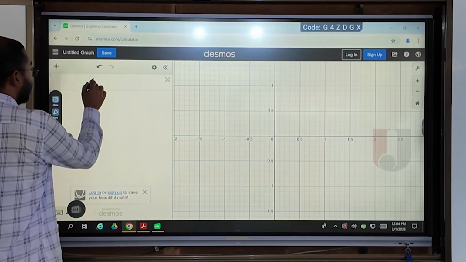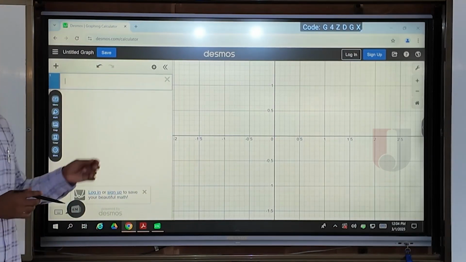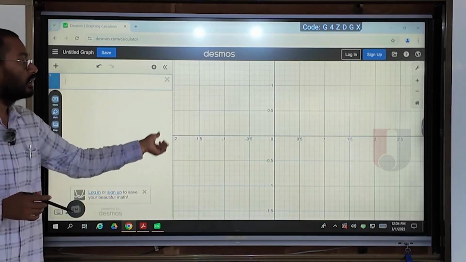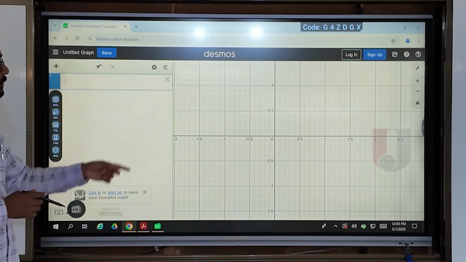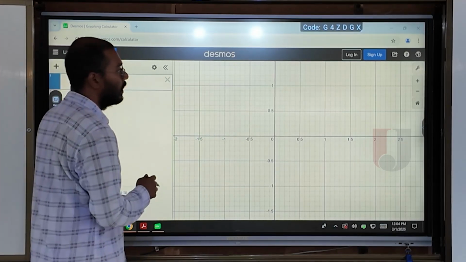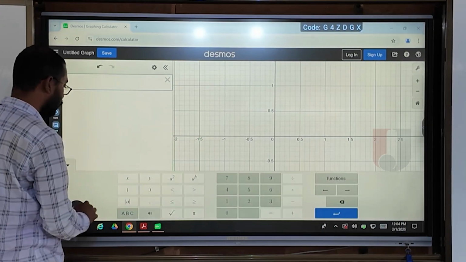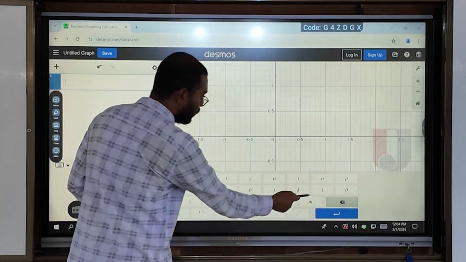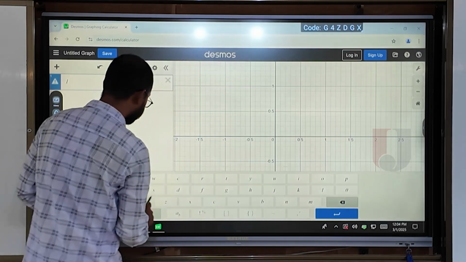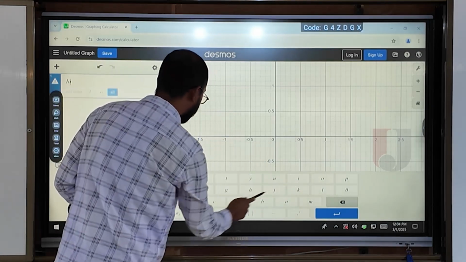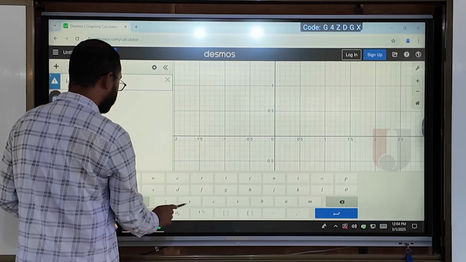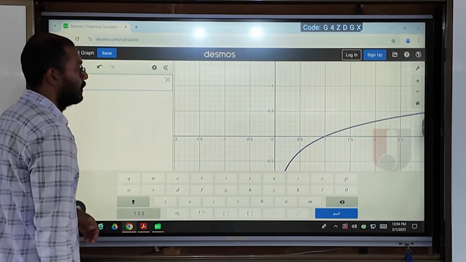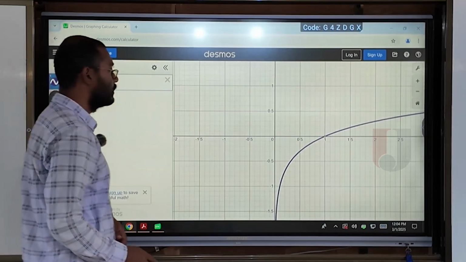This is a very nice tool called Desmos. Anyone can write down any curve and it simply gives you a picture of that curve. So I am writing log x, or ln x, log function, then x. Now you can see this is my log x graph.